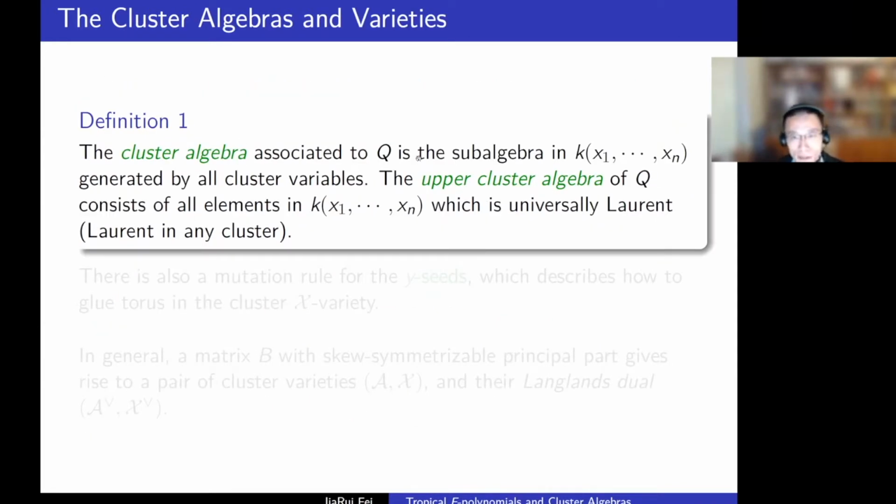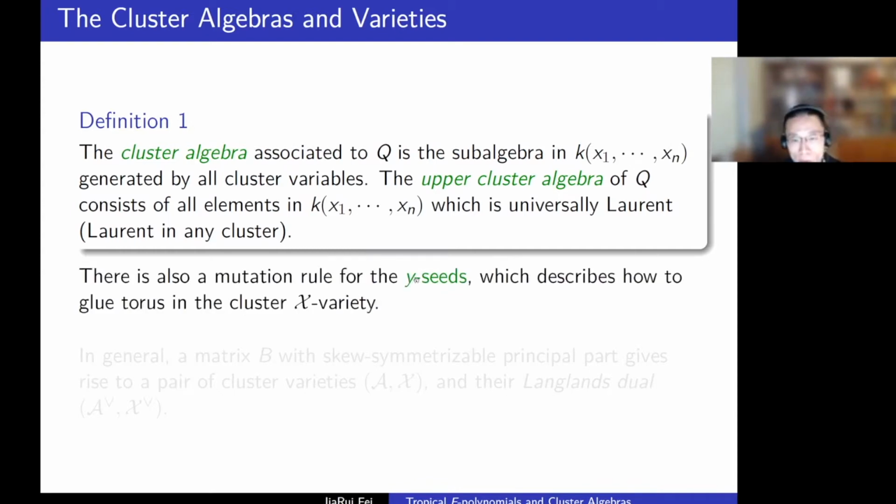Now the cluster algebra is the subalgebra of the field of rational functions generated by all possible cluster variables. The upper cluster algebra contains all the elements which are universally Laurent. Universal here means it is a Laurent polynomial when expanded in any cluster. This is the same as the ring of regular functions on the cluster A variety.